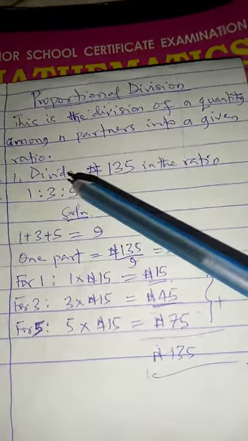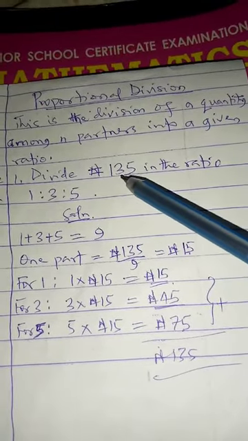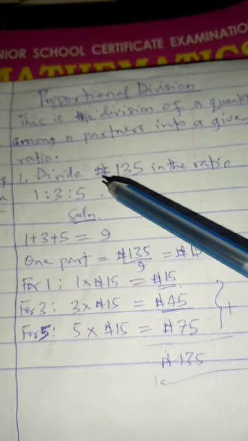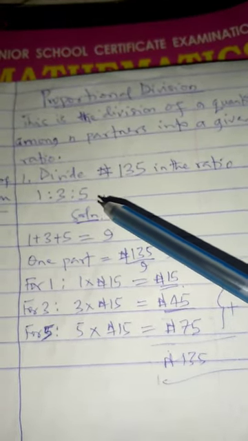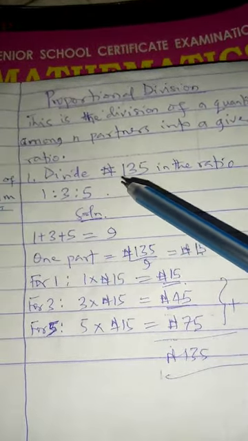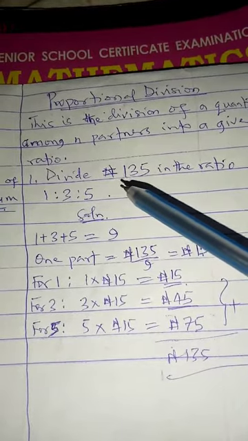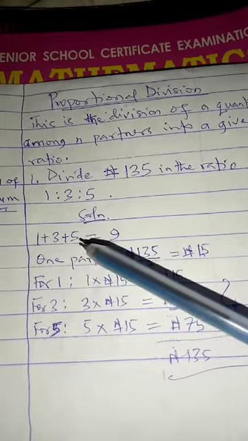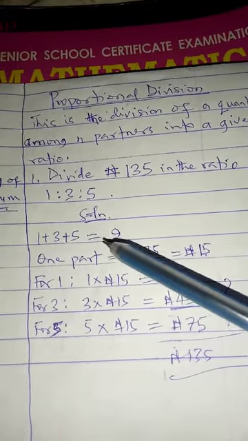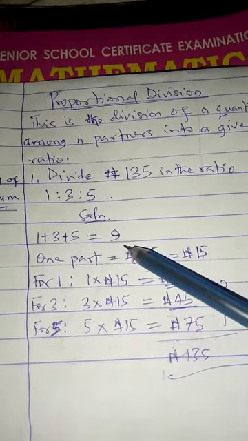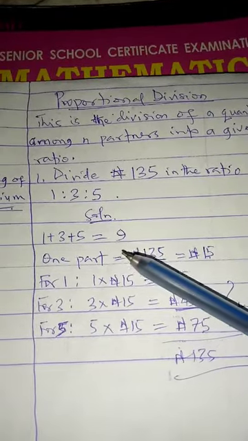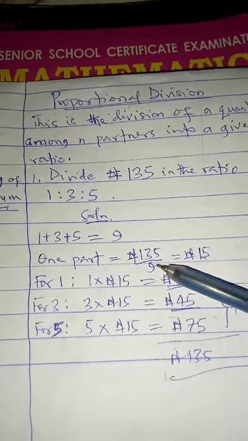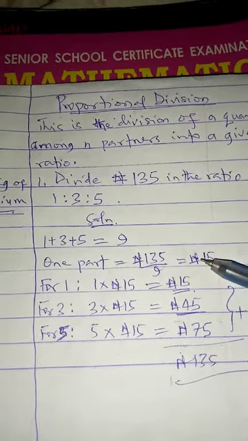For example, divide 135 naira in the ratio 1 to 3 to 5. The first thing you do, you add your ratios. 1 plus 3 plus 5 will give us 9. Then get one part by dividing 135 into 9 parts, and that gives 15 naira.